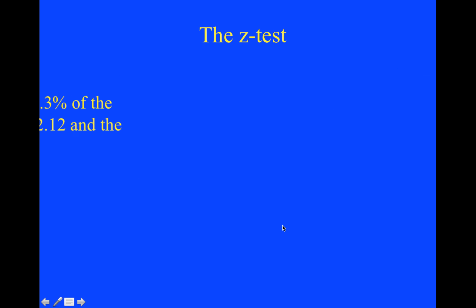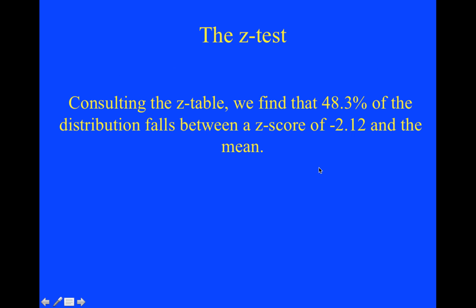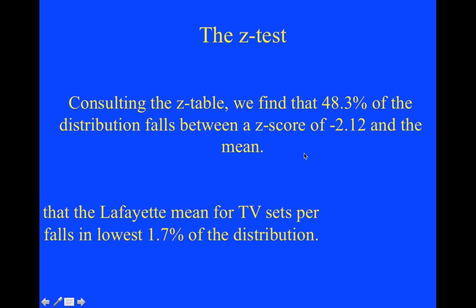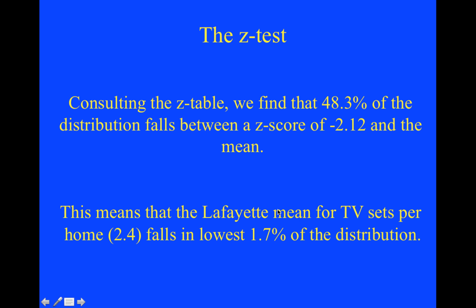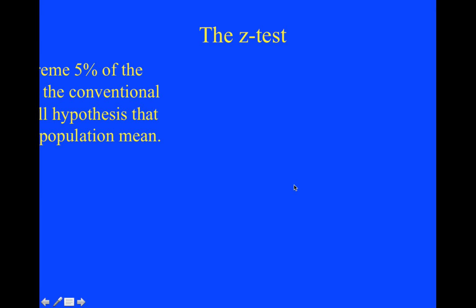And now we have a decision to make. So we find that 48.3% of the distribution falls between a z-score of negative 2.12 and the mean. That means that the Lafayette mean for TV sets per home, 2.4, falls in the lowest 1.7% of the distribution, because 48.3% falls between the mean and that z-score. We now know we're in the lowest 1.7% of the distribution of sample means.